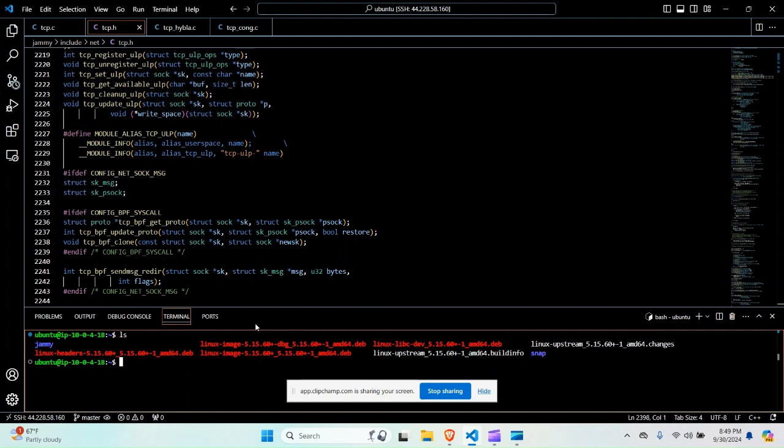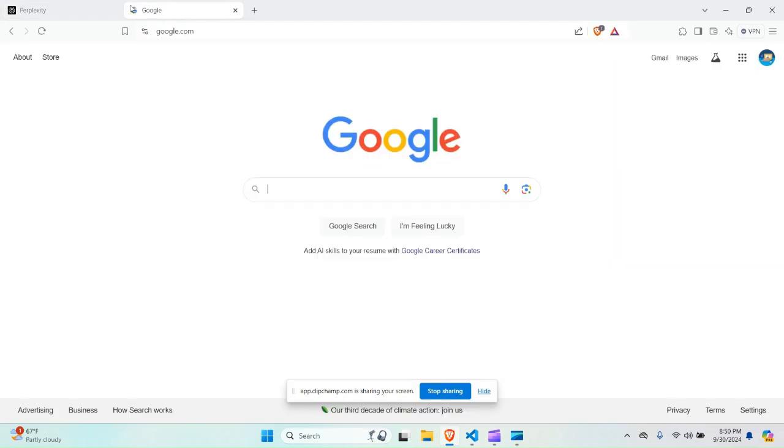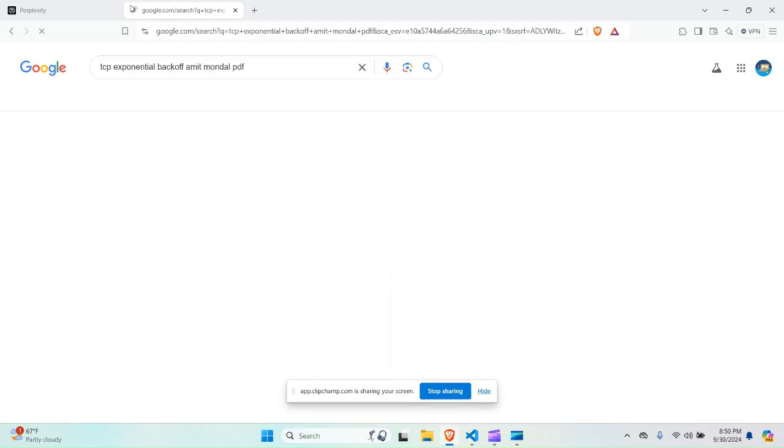Punishing the data rate. So essentially, one paper researched by a guy called Amit Mondal from Northwestern University, he published a paper about using TCP by removing their exponential backoff algorithm. And you know that removing the exponential backoff algorithm is a controversial idea for sure. We'll get to why it is controversial later. But again, he published a paper about TCP exponential backoff.